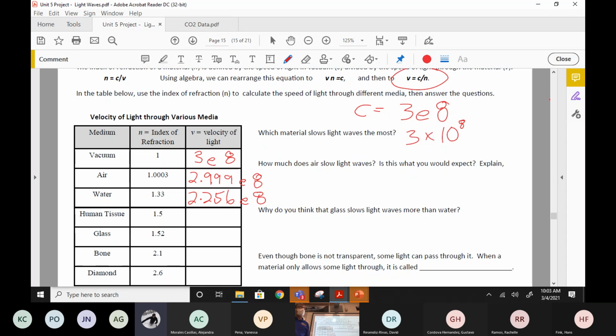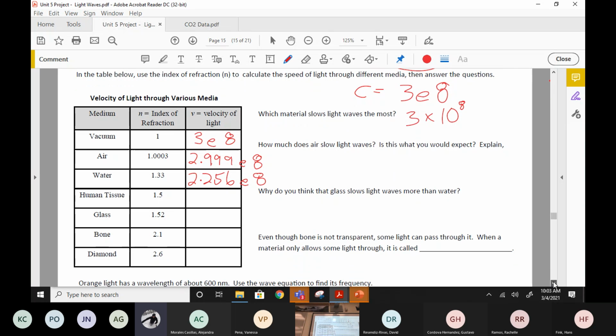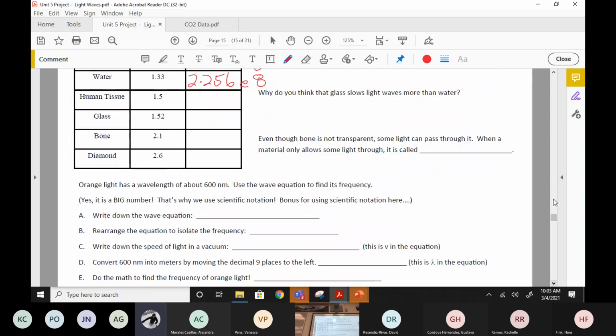And we've got about, what, 5 minutes left maybe? What I would like you to do with the remaining time is finish this page. Just answer the questions after filling in the table. Okay?